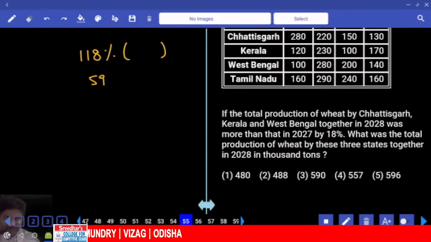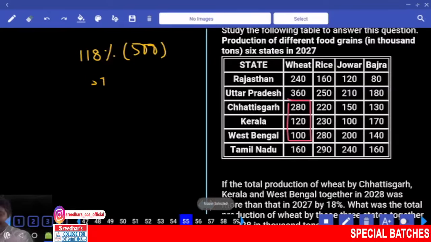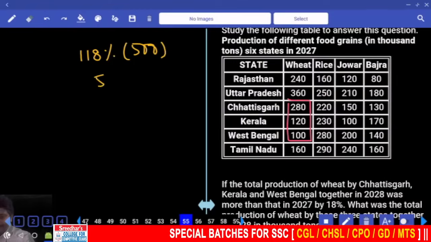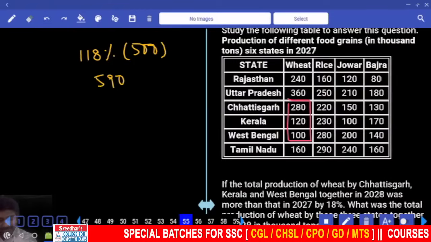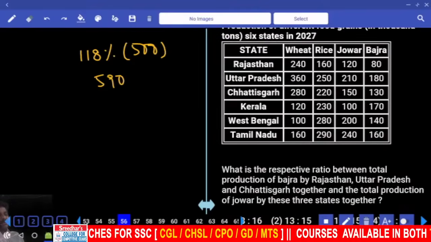Otherwise, as I told you already, take the sum of these numbers, which is 500. 118% of 500 or 5 times of 118. 1% value is 5. 118 into 5, 590.